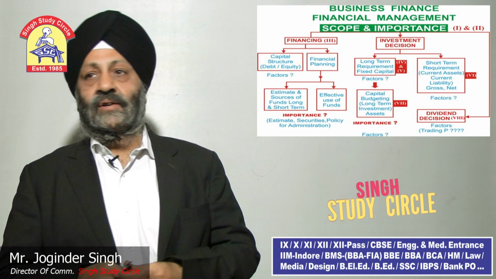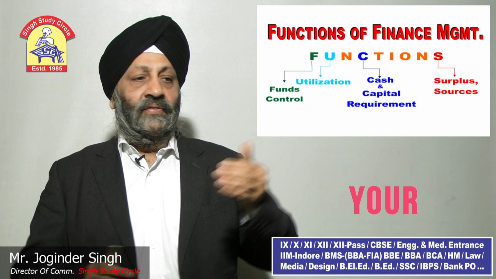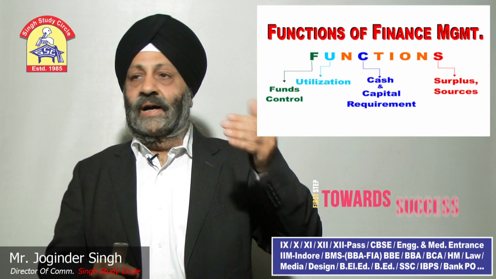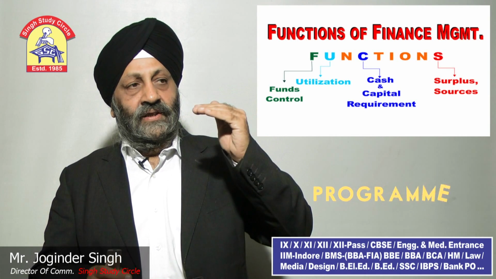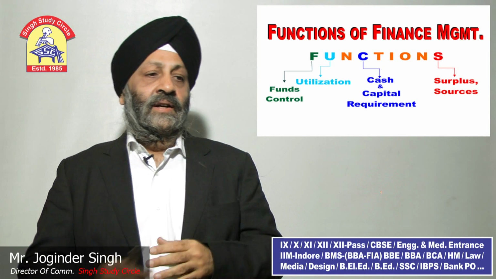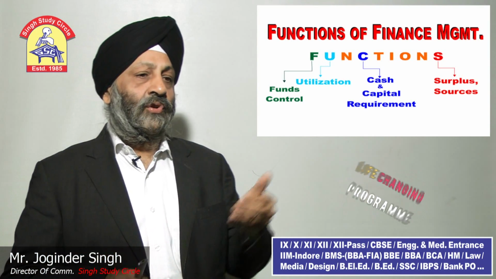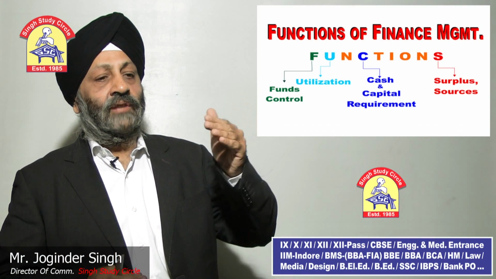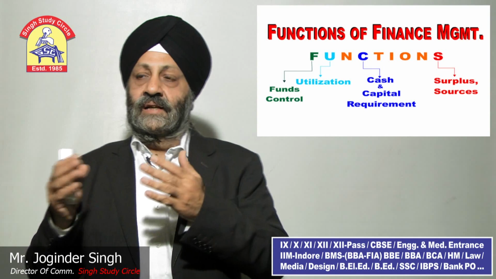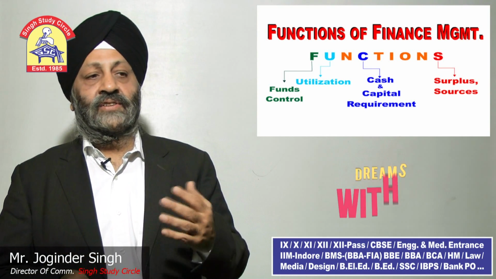So now I am coming to a question, what are the functions of financial management? When they ask you what is the function of financial management, definitely the word function will be given. So I have made a technique in which I have related the word function with the answer. Function: F stands for funds control and U stands for utilization of funds, and then there is the letter C. C means cash requirements and capital requirements. S stands for surplus and sources of funds. This is the answer of what is the function of financial management.